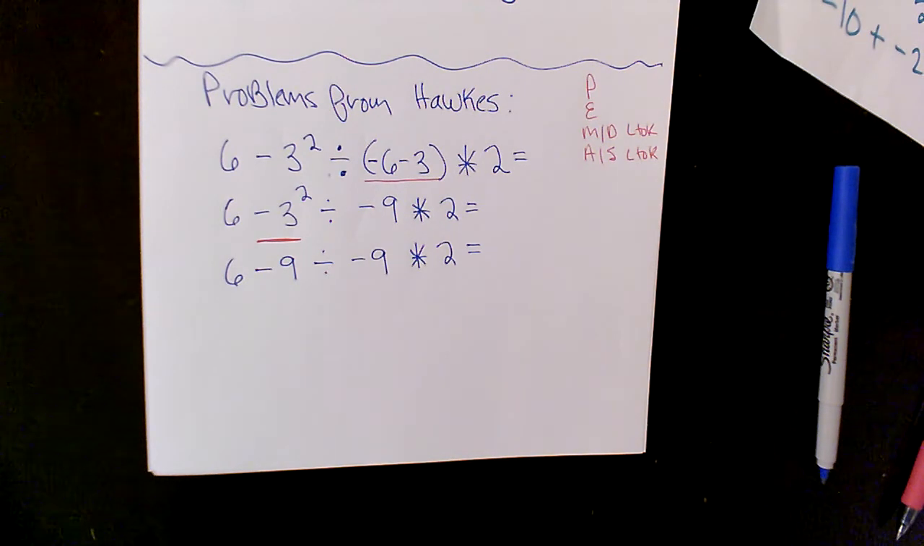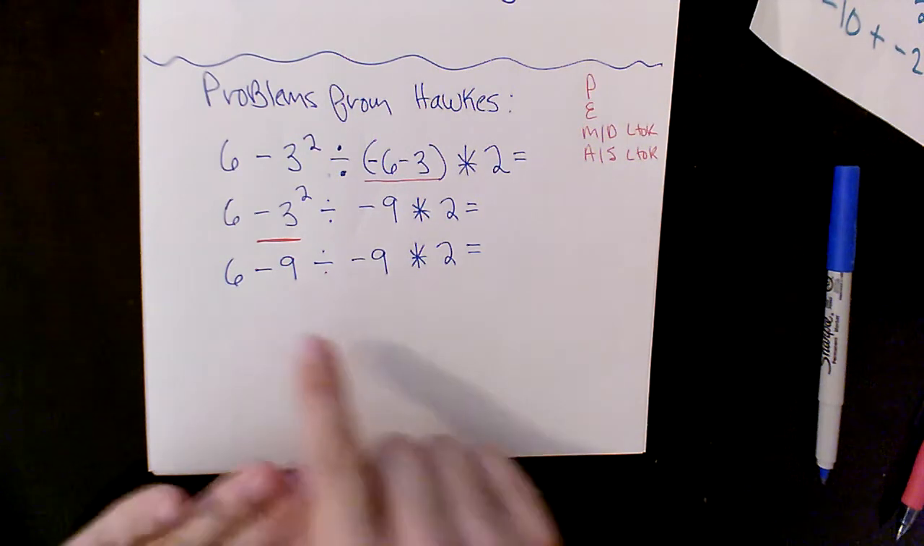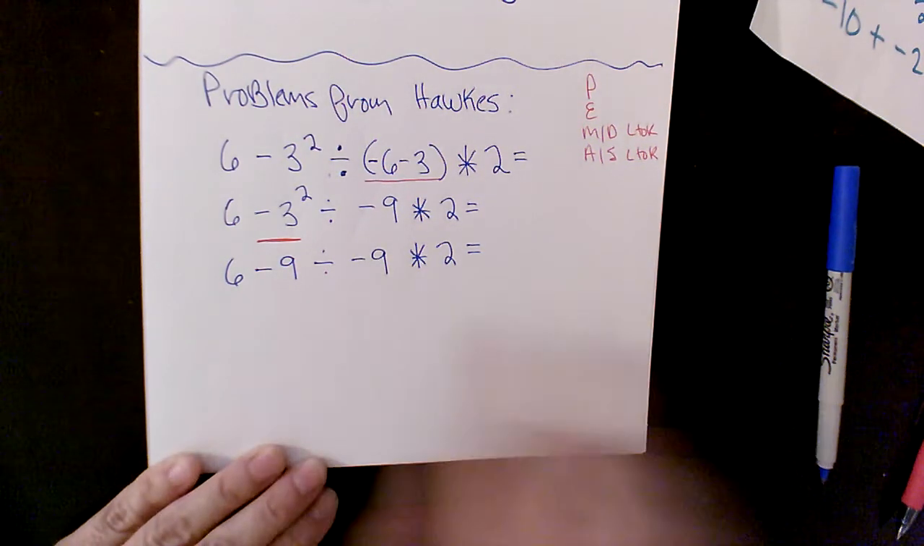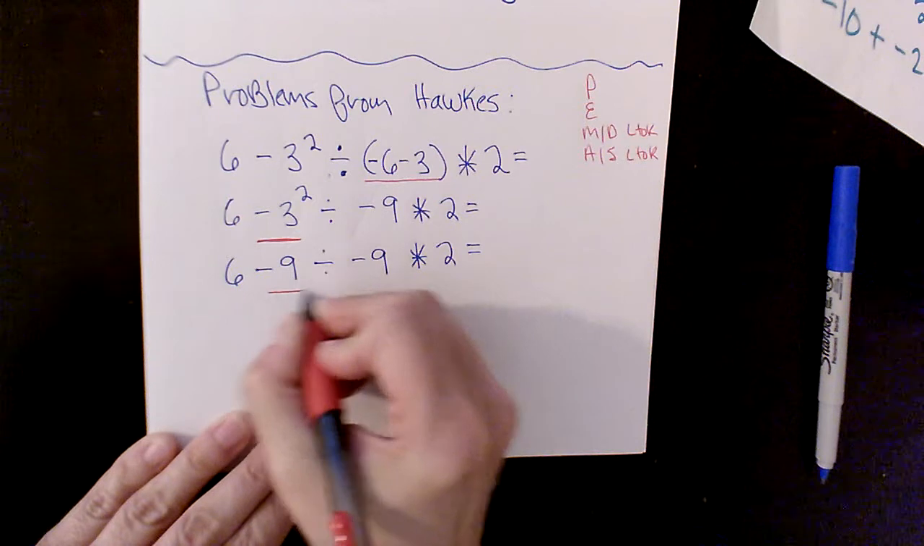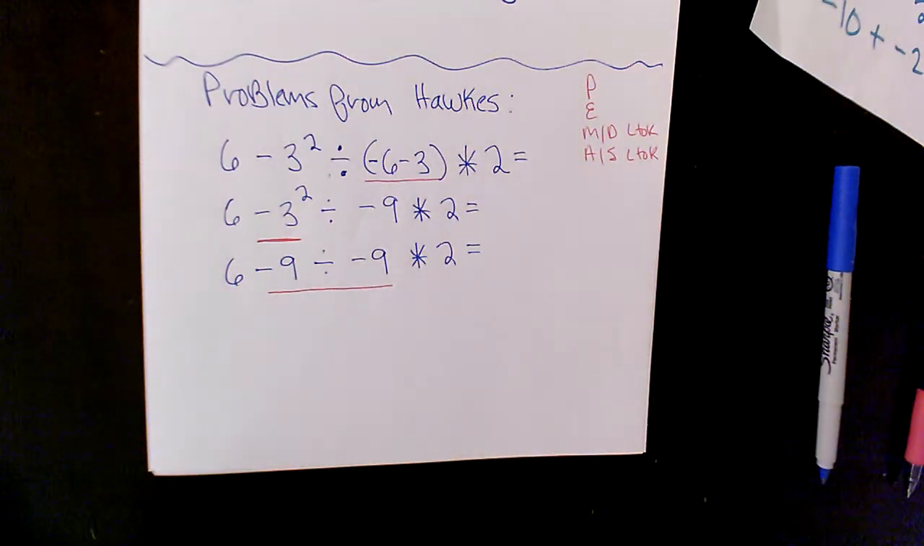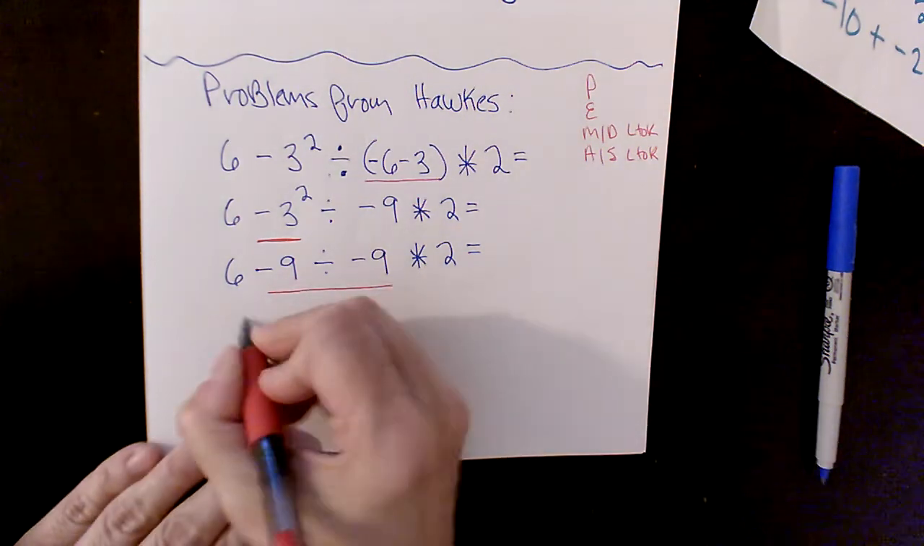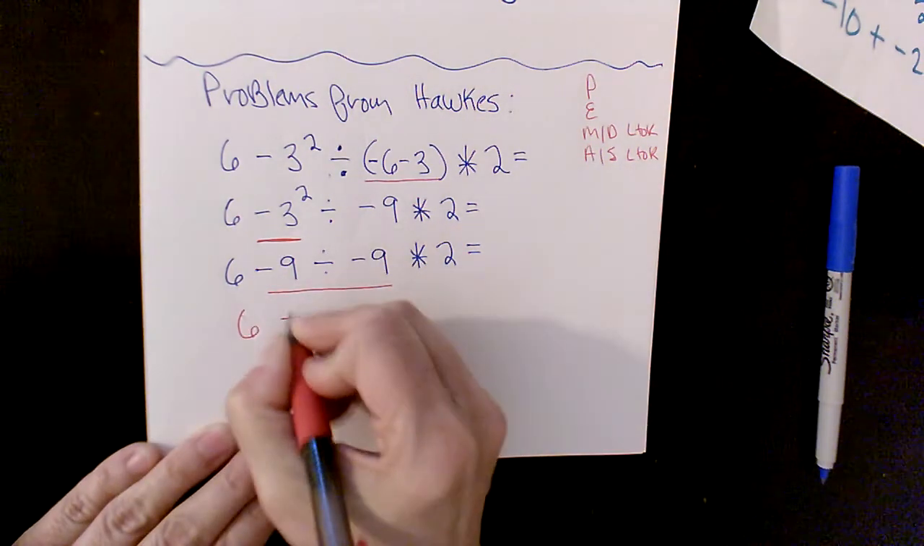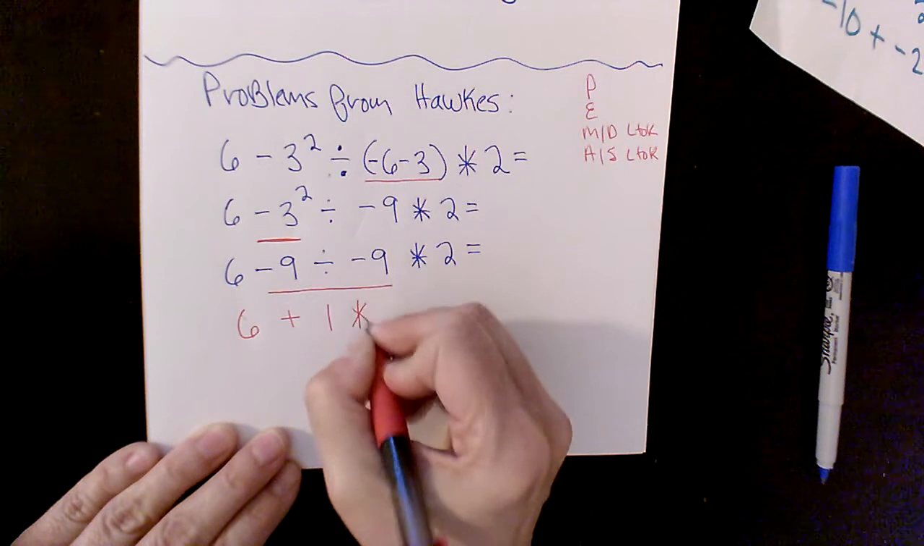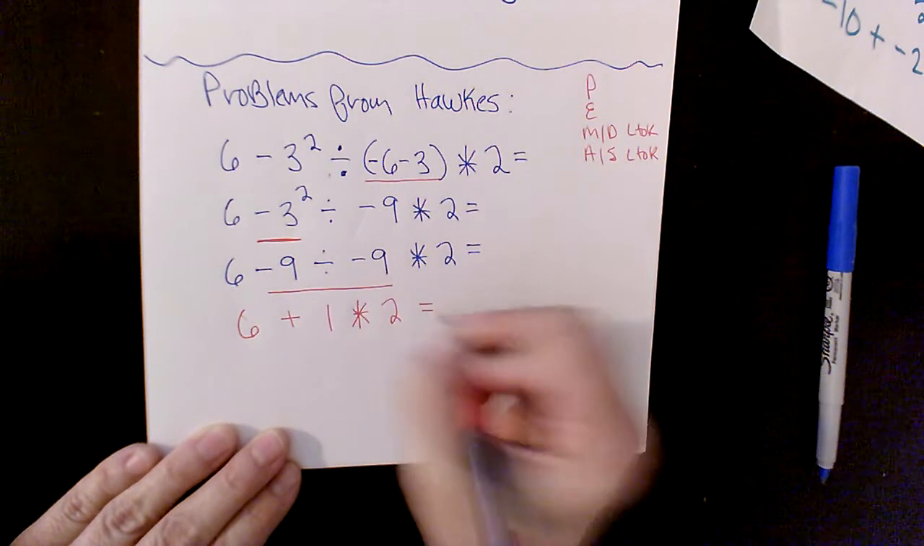Okay, we did exponents. Multiply, divide, left to right. What comes first? As we're going, division comes first. What's negative 9 divided by negative 9? What's a negative divided by a negative? It's a positive 1. All right.